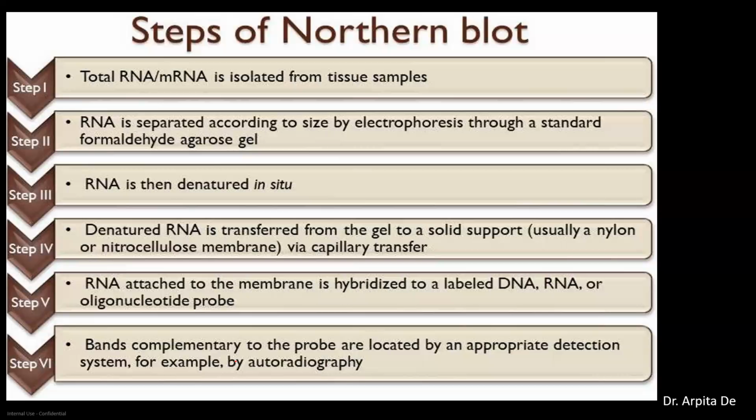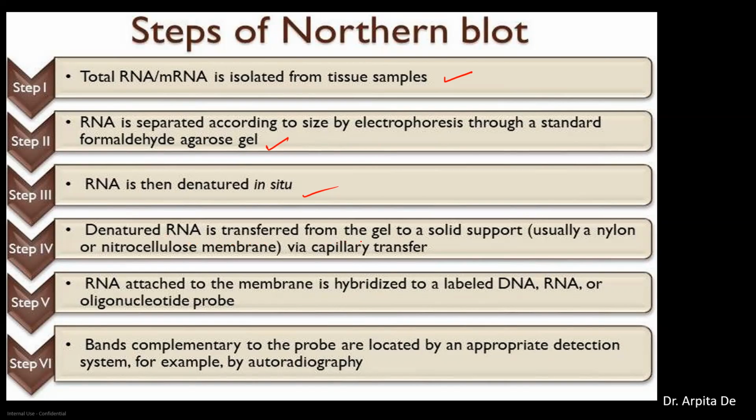Okay. Now see, these are the brief steps discussed very briefly here. Total RNA or mRNA is isolated from tissue sample. RNA is separated according to size by electrophoresis through a standard formaldehyde gel electrophoresis or agarose gel. RNA is then denatured in situ.